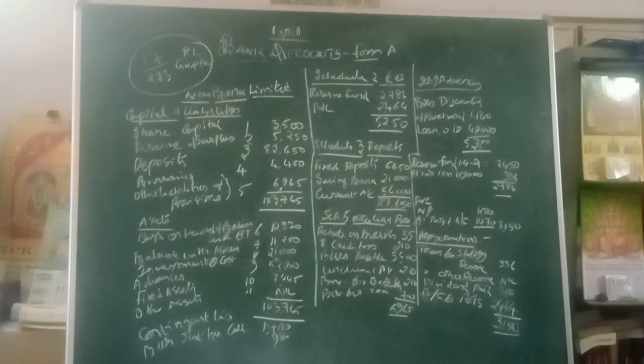Then fixed deposits account will come under deposits account, that is schedule number 3. Fixed deposit 6650. Another one is savings bank, that is also a deposit. Current account is also a deposit. All these three items should be in schedule number 3.